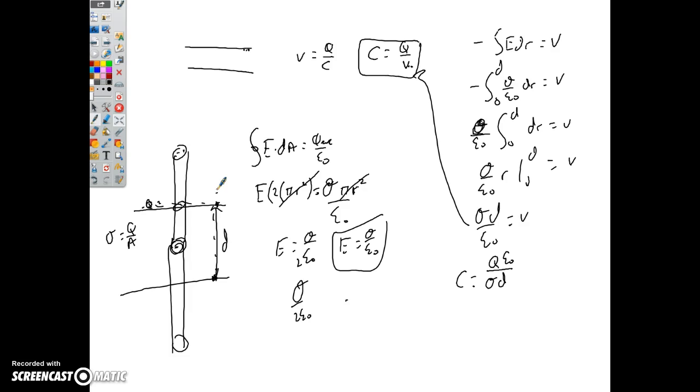Now, last but not least, I don't like sigma. What was sigma? Charge per unit area. So I'm going to write that out as charge per unit area. I got Q over E naught equals Q over area D.